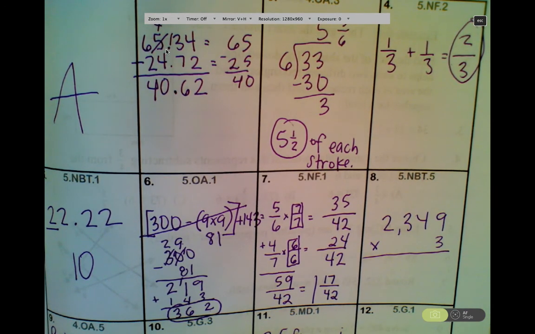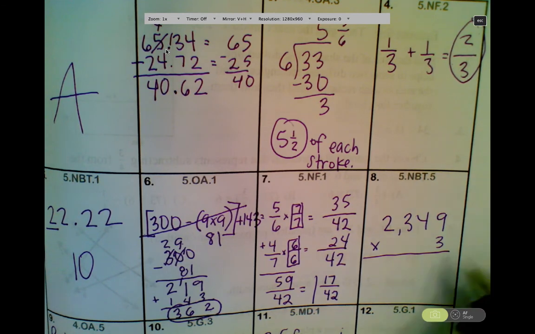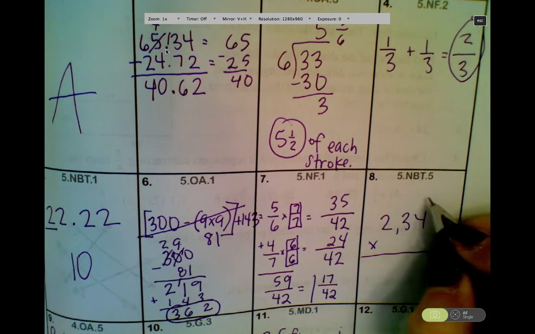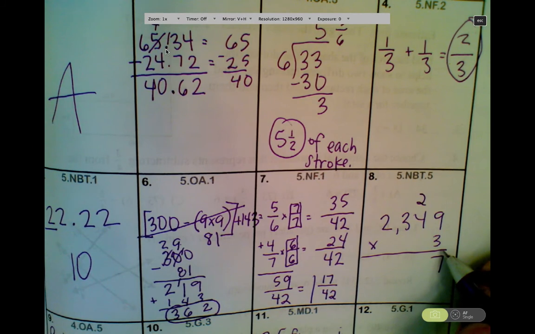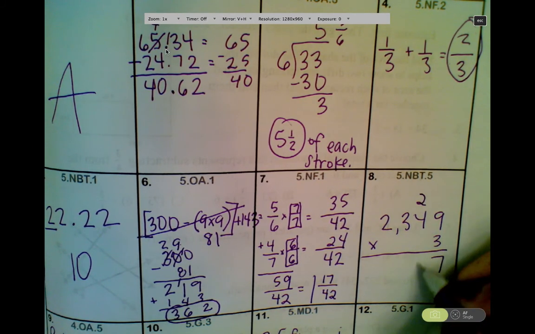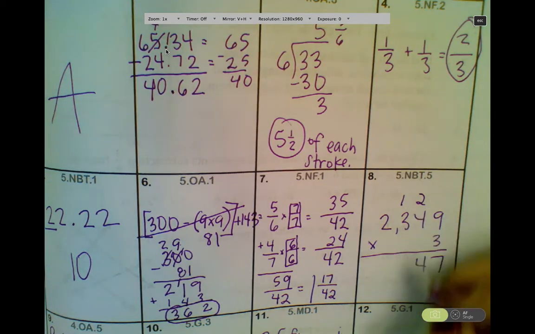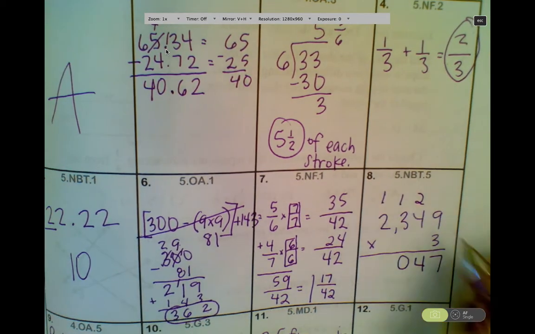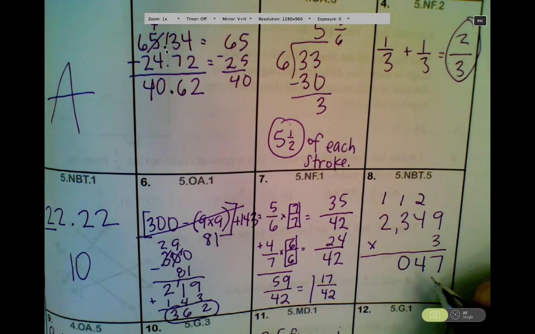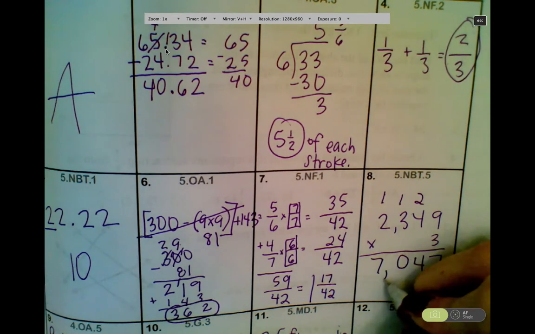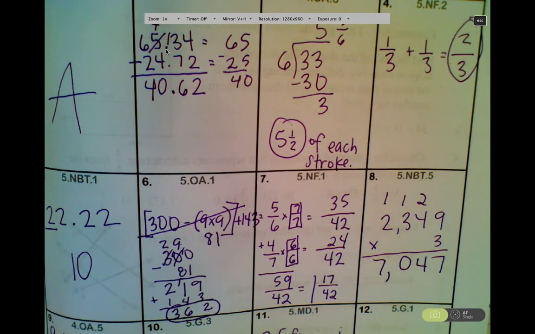Number 8, 2,349 times 3. 9 times 3 is 27. 4 times 3 is 12, plus 2 is 14. 3 times 3 is 9, plus 1 is 10. 3 times 2 is 6, plus 1 is 7. Your answer is 7,047.